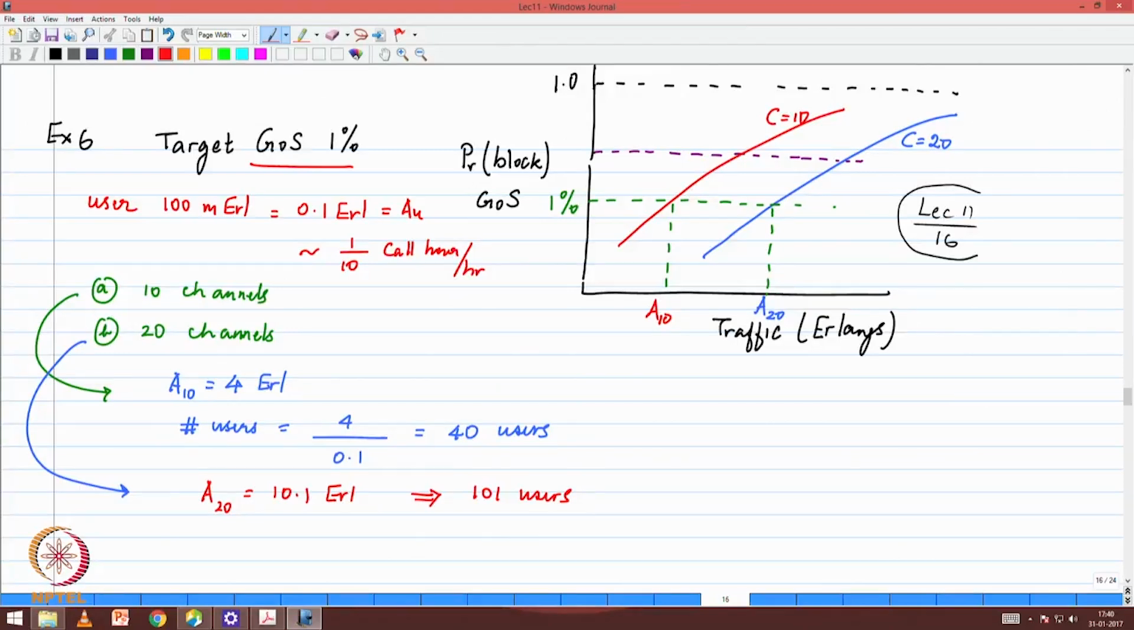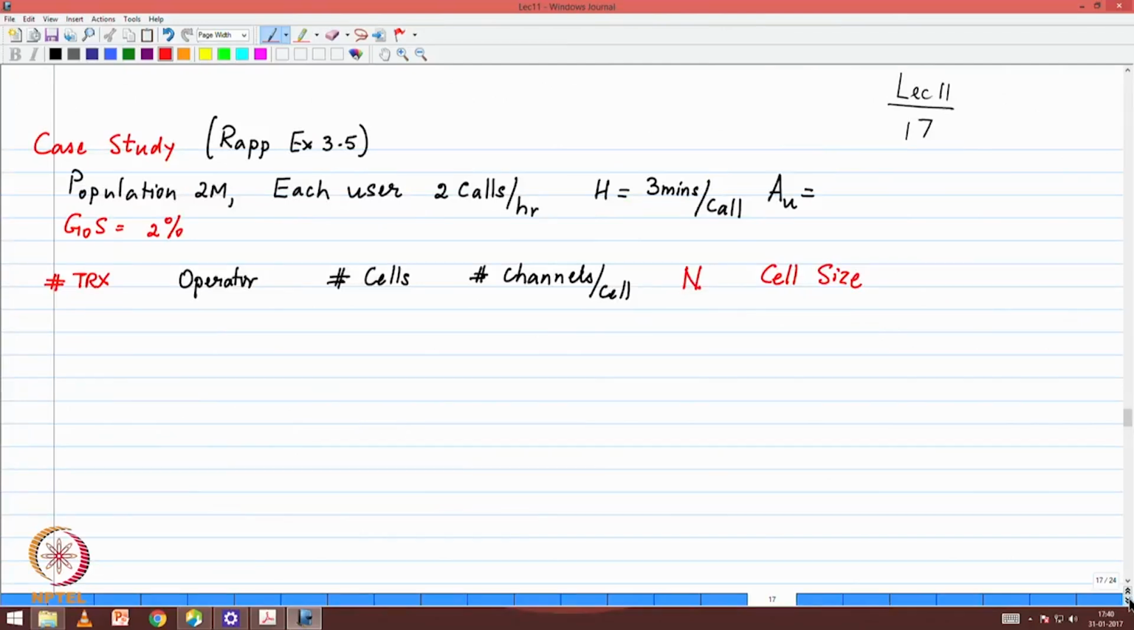Now, just to get you thinking about the case study, let me give you the data and then we will pick it up from there. A city with a population of 2 million. Each user makes 2 calls per hour, 3 minutes per call. So the traffic per user is 3 times 2 divided by 60, which is the same as what we had previously: 0.1 Erlang. I want a grade of service of 2%.